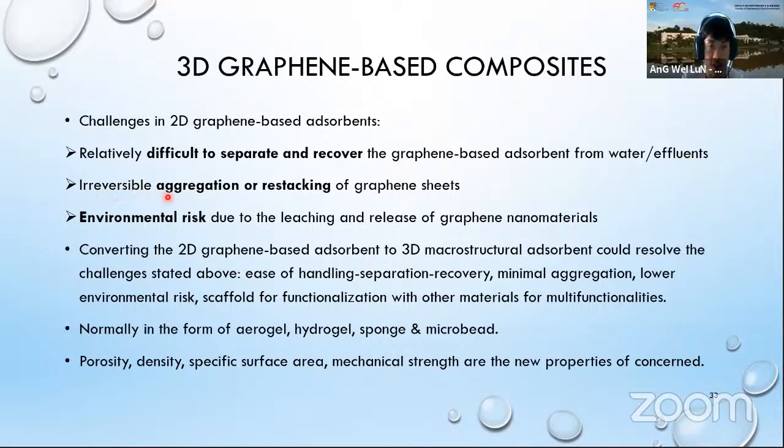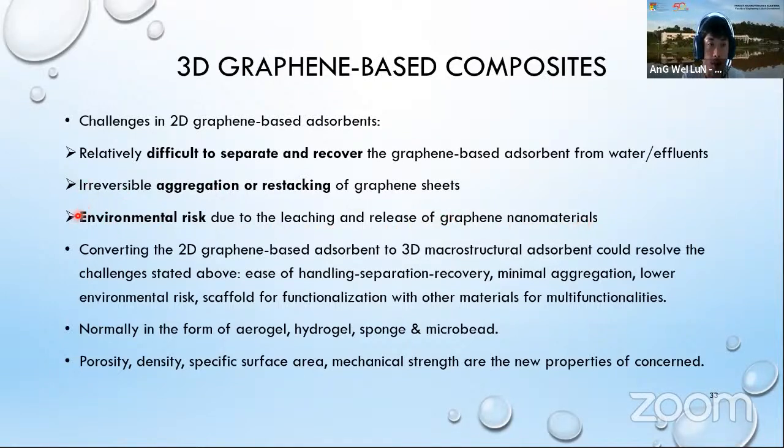And then we have the irreversible aggregation and restacking of graphene sheets. Because those nanomaterials are in two-dimensional form, meaning a layer of graphene material, when they move around in the solution they tend to stick together and form agglomerations. When more layers stack together, we are reducing the surface area, and that is not good for our performance, because less surface area means fewer active sites for the removal of pollutants.